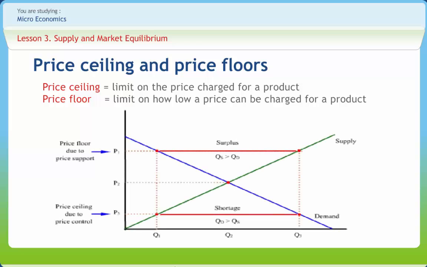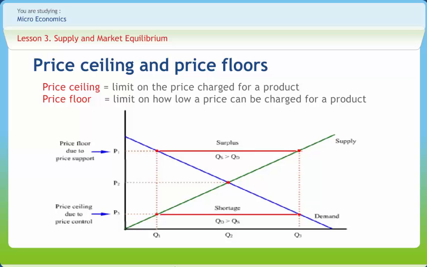A price ceiling is a government-imposed limit on the price charged for a product. Governments intend price ceilings to protect consumers from conditions that could make necessary commodities unattainable. However, a price ceiling can cause problems if imposed for a long period without controlled rationing.